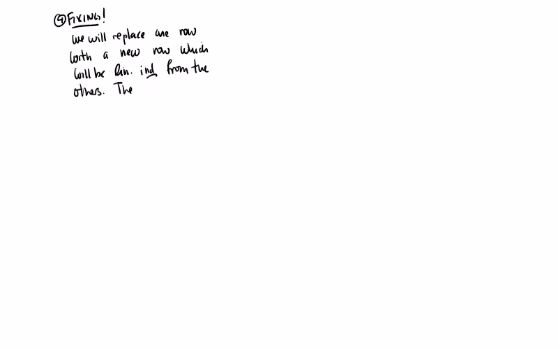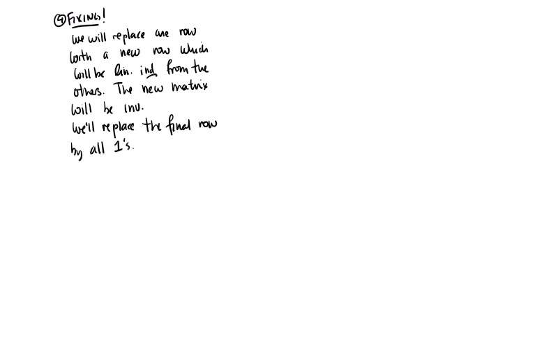So in this case, the resulting matrix, the new matrix, will be invertible. Right? So what we'll do is we'll replace the final row by all 1s, and we'll also replace. Now you may wonder why 1s, right? And that's fine, right? So I'm going to clarify this with our example.